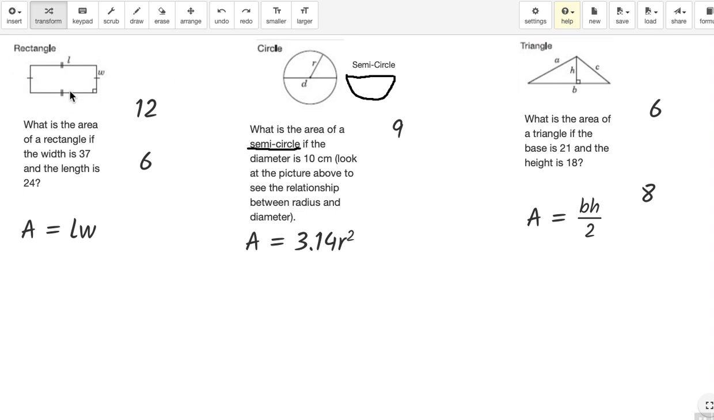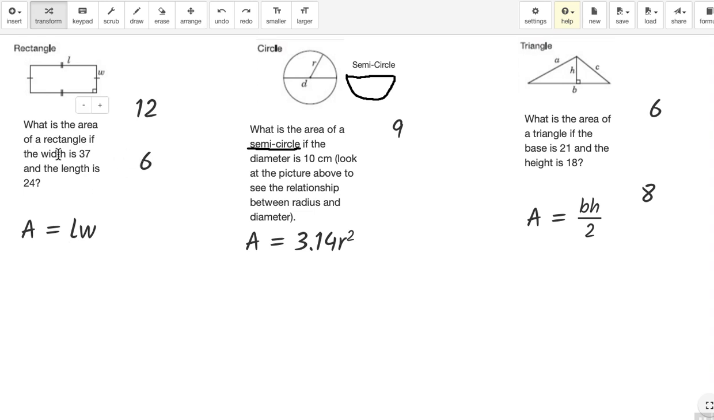So it's set up, each shape has its picture, so the rectangle there. Then we've got a question, and then I've inputted the formula. So length times width is the area of a rectangle. And what you need to do is learn how to substitute into a formula.